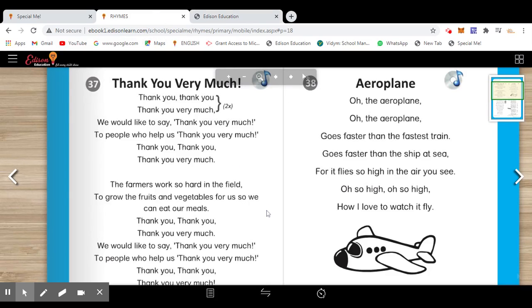So this way, students, you have to practice reciting both the rhymes, Thank You Very Much and Aeroplane. First of all, you have to give your introduction, then you have to recite the rhyme, and while reciting the rhyme, you have to do actions as well. Is it clear to you?